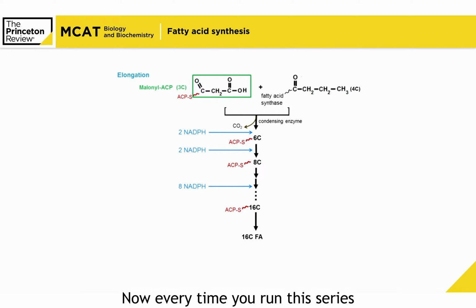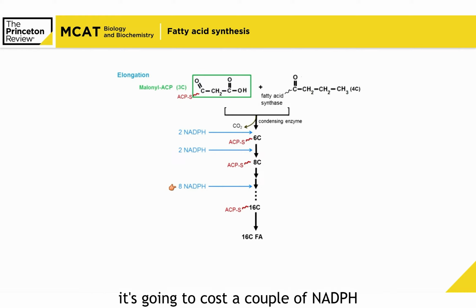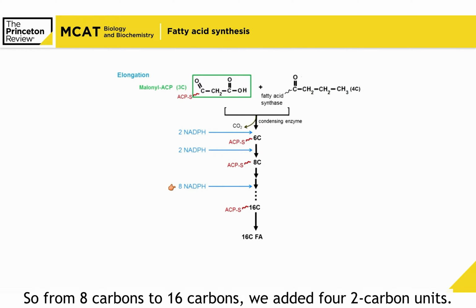Now, every time you run this series of reactions, every time you add 2 carbons, it's going to cost a couple of NADPH for those 2 reduction steps. So from 8 carbons to 16 carbons, you're just adding that with NADPH. So you need the pentose phosphate pathway to make fat.